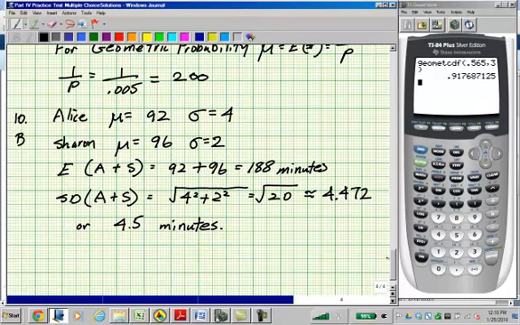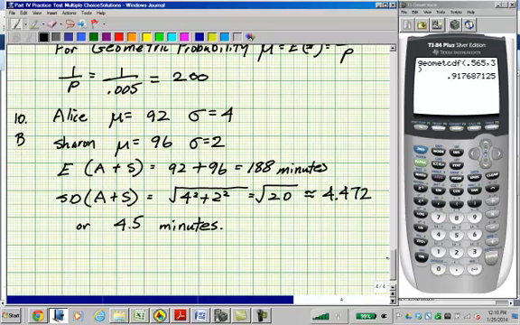Okay, we got 2 people splitting a half marathon. The mean of Alice's time is 92 minutes with a standard deviation of 4, and Sharon's mean is 96, standard deviation of 2. Now we consider them to be independent of each other, which means the expected average time for Alice and Sharon is the sum of their means, 92 plus 96, 188 minutes.